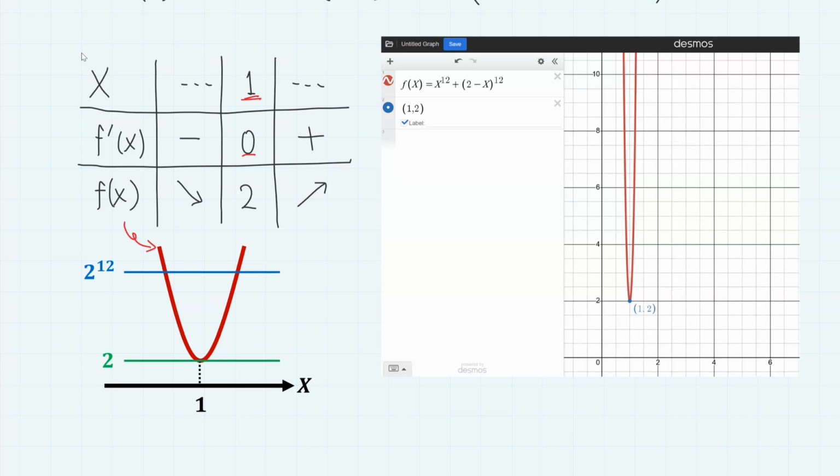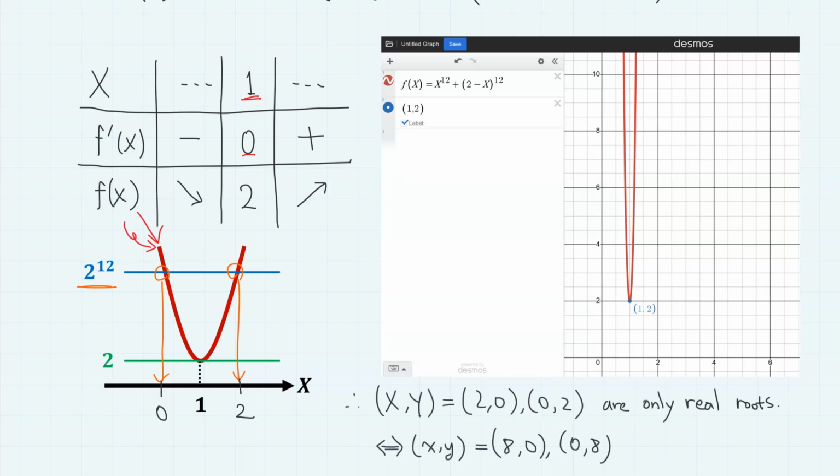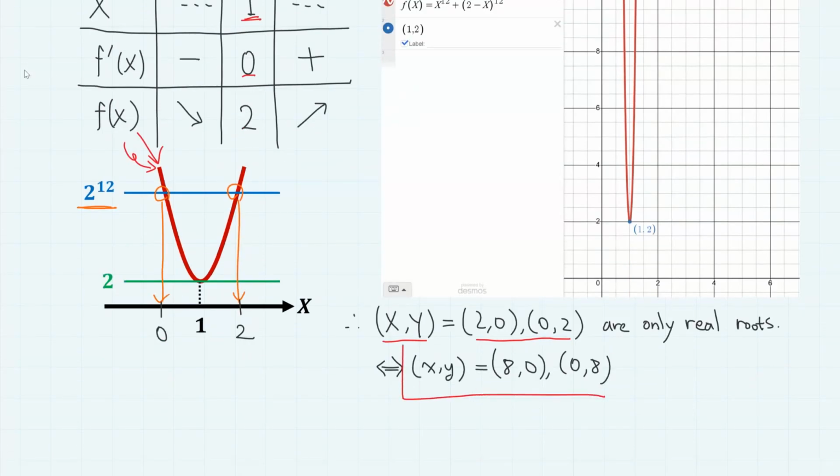Because the graph of f of X looks like this, there have to be only two values of capital X which give 2 to the power of 12 as a value of the function, and those values are 0 and 2, corresponding to roots capital X, capital Y equals 2, 0 or 0, 2, hence confirming small x, small y equals 8, 0 and 0, 8 as the only real roots.